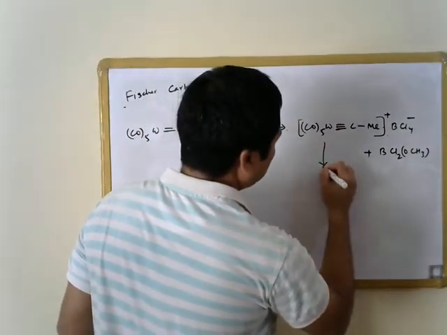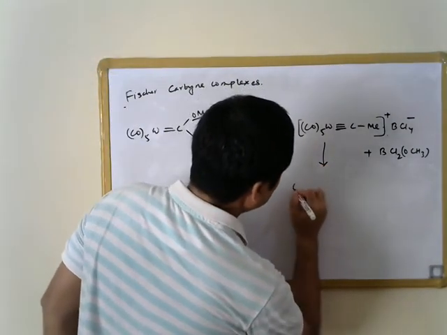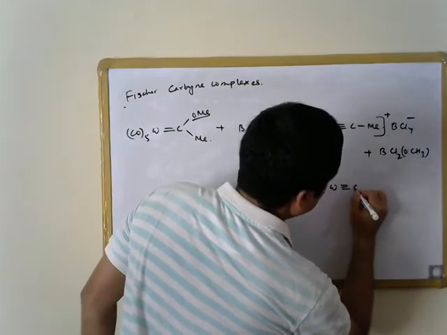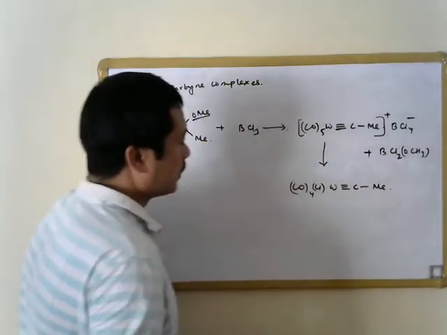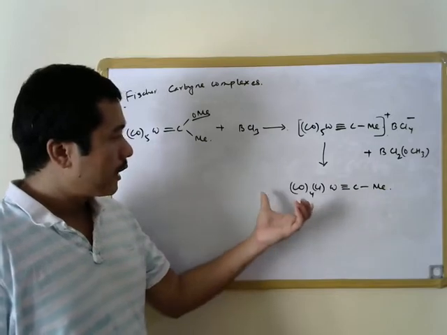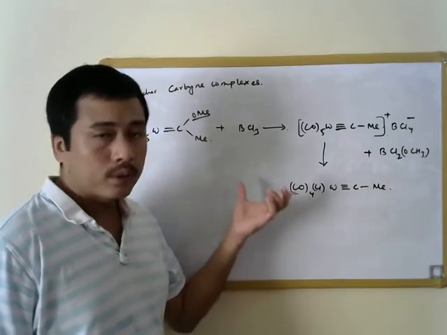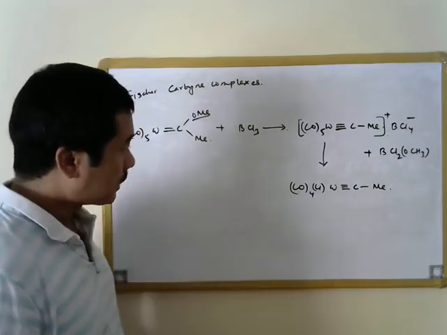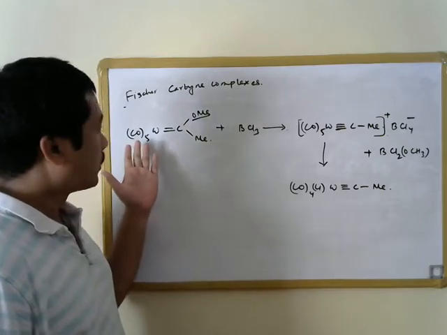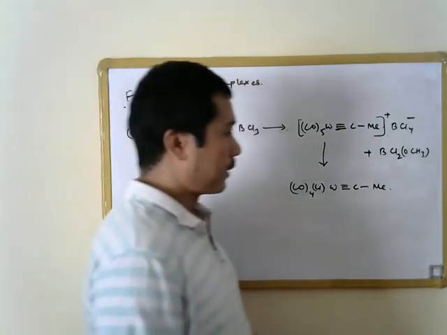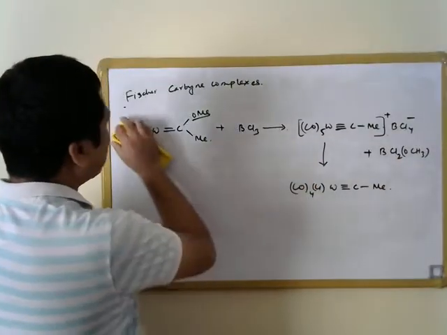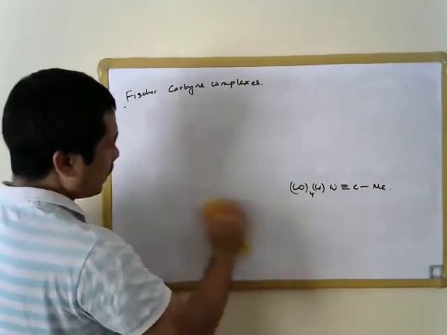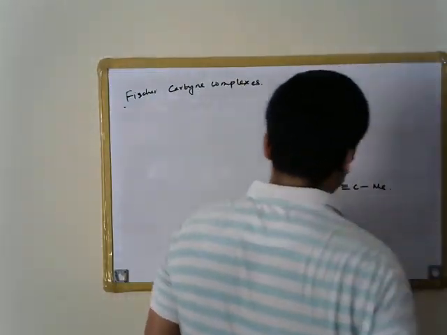Then from here, this will decompose to give us ClCMe. So this sort of complex, where a formal metal to carbon triple bond is present, called metal carbyne complexes or metal alkylidyne complexes, is formed when we treat the Fischer carbene complex with BCl3. So in this case again we see a metal to carbon triple bond, and the sp hybridized carbon atom is attached to the metal center.